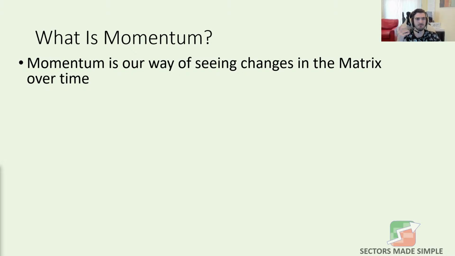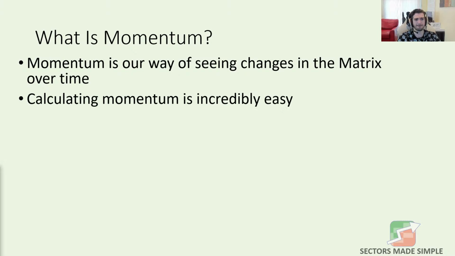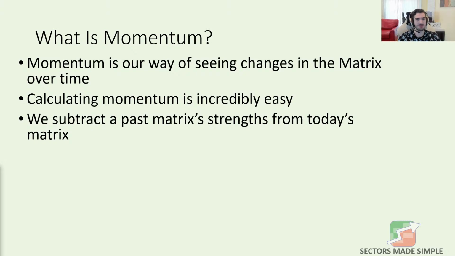Now, last week we talked about BPI, and BPI is a bit trickier to calculate. There's finding a bunch of charts and then doing a little bit of math and then doing some division. There's a lot to it. Momentum's not that. With momentum, we take today's matrix and we subtract a previous matrix from it. That's it. This minus this. Done.